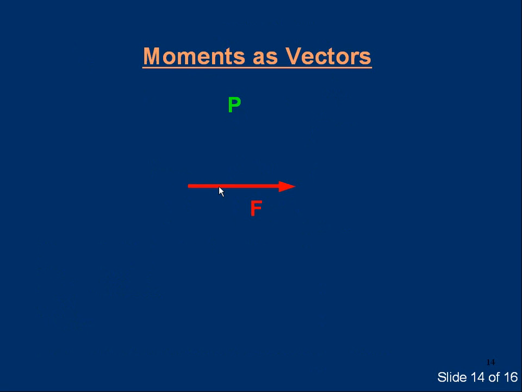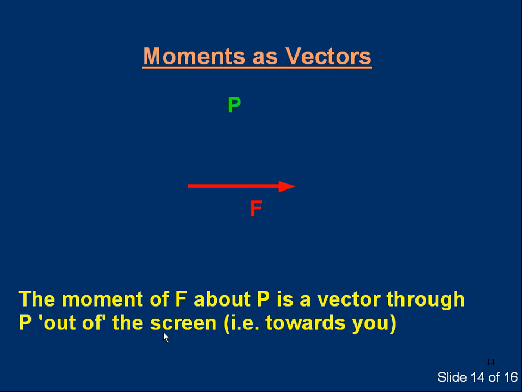The other thing I'd like to mention briefly is that moments are, technically speaking, a type of vector. I won't go into the details, but they are a type of vector. So you have to think in 3D really. If we have a force acting to the right like this, it has some moment about point P. The actual vector representation of the moment is a vector coming out of the screen, pointing directly at you. So you have to think in 3 dimensions. The moment of F about P is a vector through P out of the screen towards you.